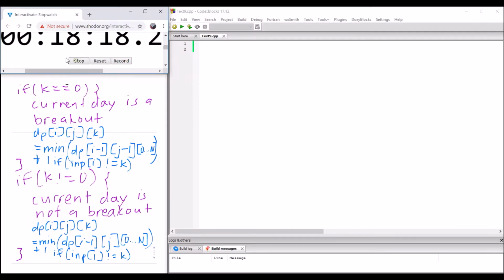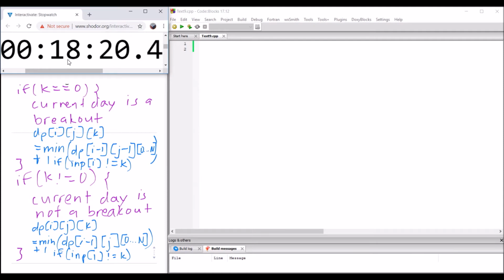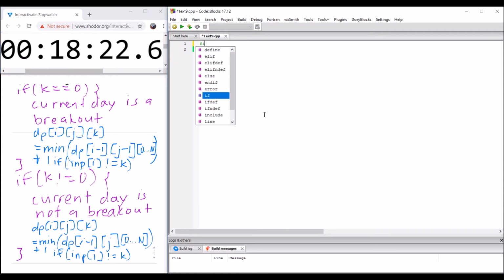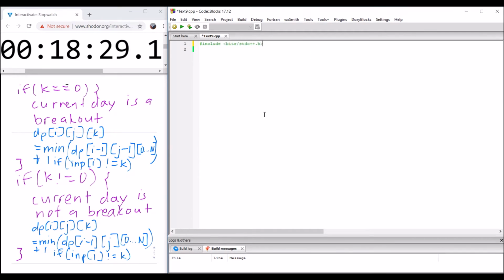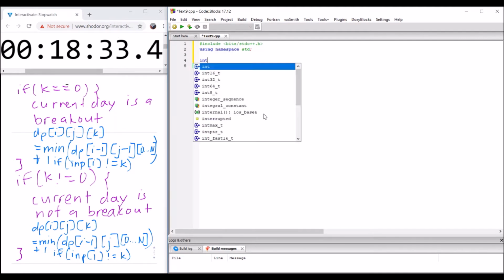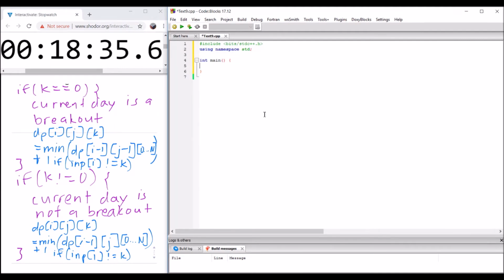Okay, I'm going to start the stopwatch again. Alright, so the first thing we do when we write code is we include everything. And we use standard namespace, and we start our main.